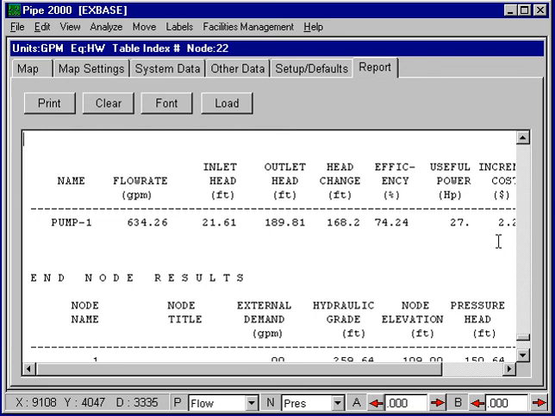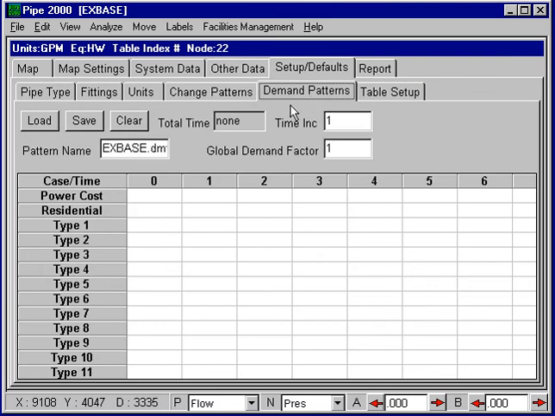Now keep in mind that you can put in a variable rate cost, and we do that under setups and defaults. Under the demand patterns, there is a power cost that can go in for each incremental time in your demand pattern.